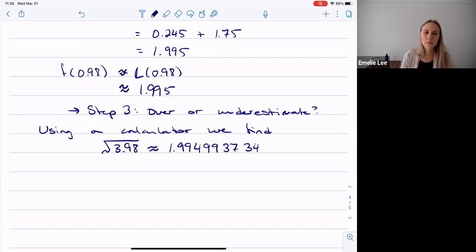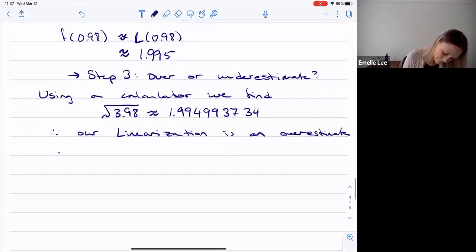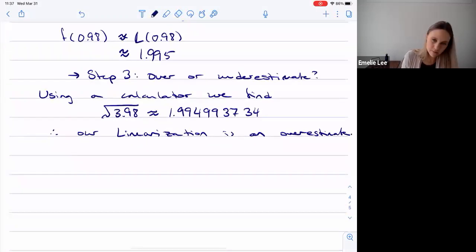0.9949937334, which is slightly less than the approximation that we found, right, of 1.995. So our approximation is an overestimate, right, because it's slightly over the actual value. So therefore, our linearization is an overestimate, and maybe I'll just leave it there.